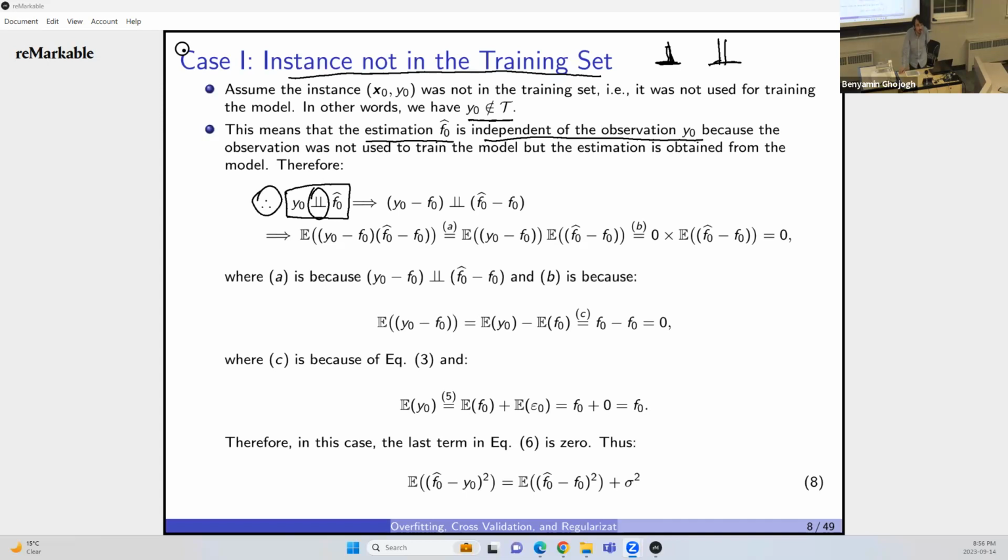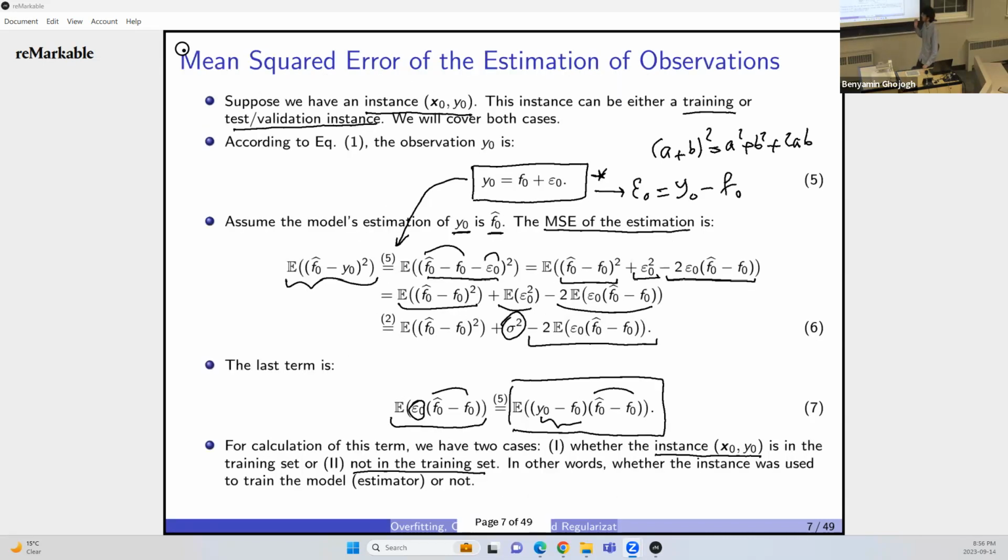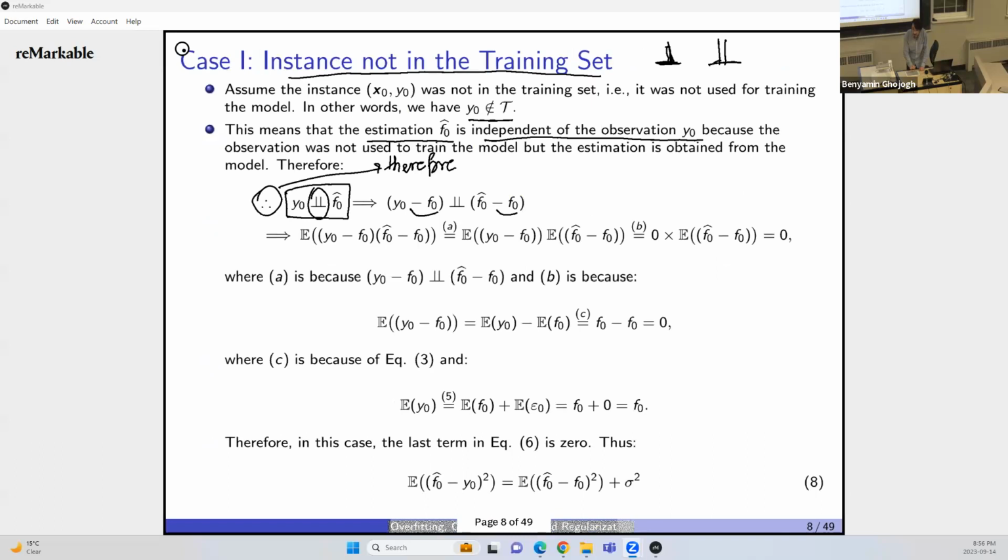What is this notation? It's therefore. Therefore, in mathematical language, okay? Therefore, now subtract from both sides minus f0. So y0 minus f0 is independent from f0 hat minus f0. Okay. As a result, do you remember? Now we are discussing this equation 7 in both cases. In this case, what happens? As these are independent, expectation of multiplication of two independent terms becomes the multiplication of expectations when they are independent.